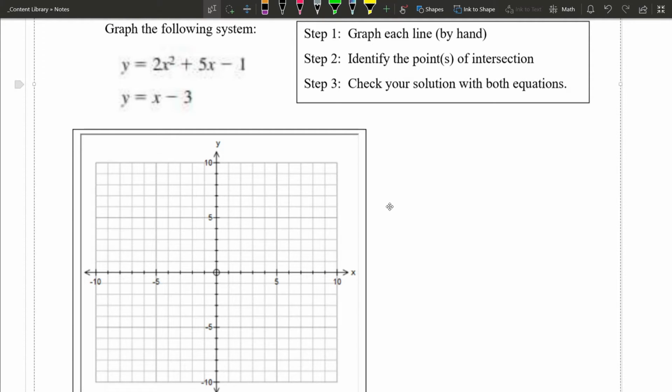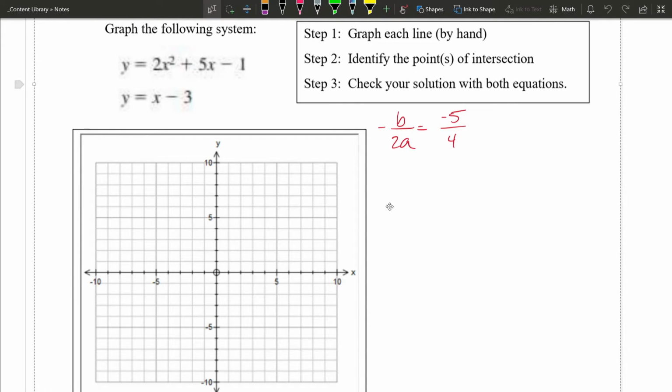I'm going to start by graphing my parabola, which means I need to find my vertex, which means I need to do the negative b over 2a to find my x component. So negative b over 2a is equal to negative 5 over 2 times 2, which is 4. So there's our x component.